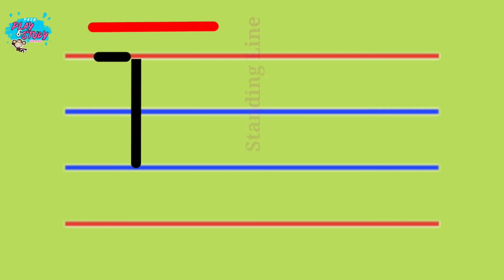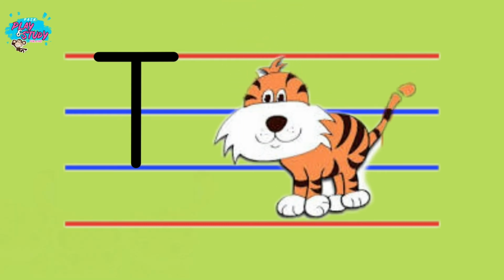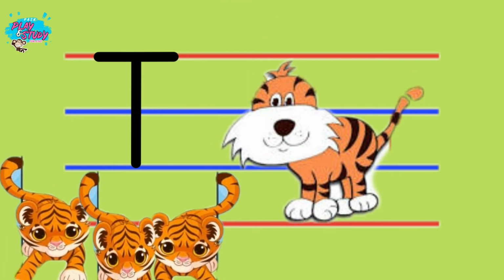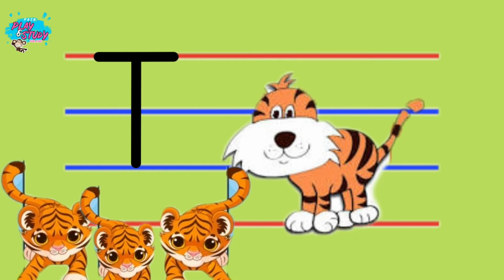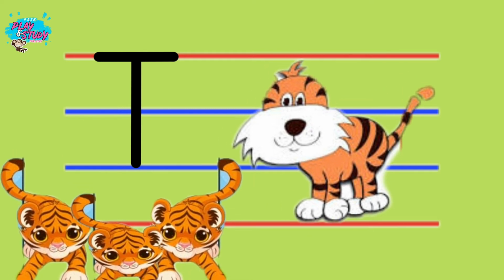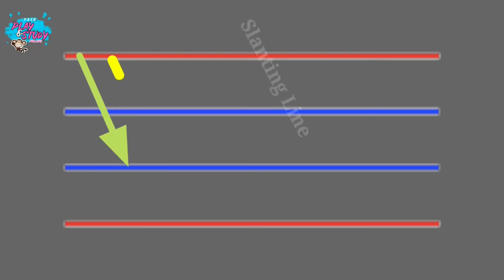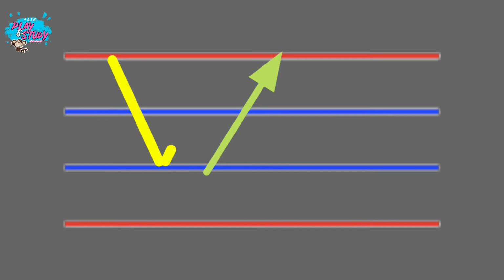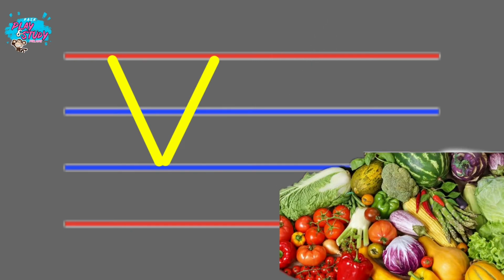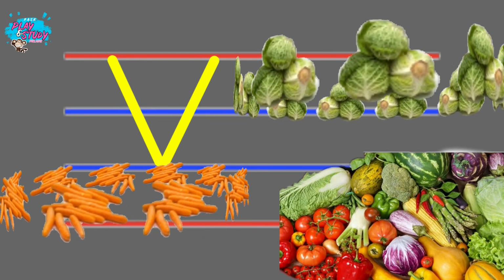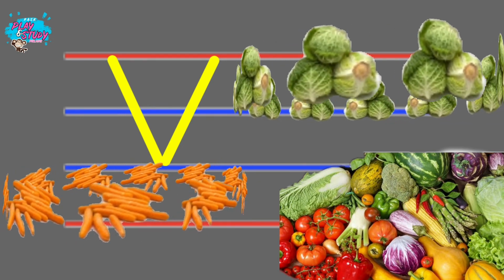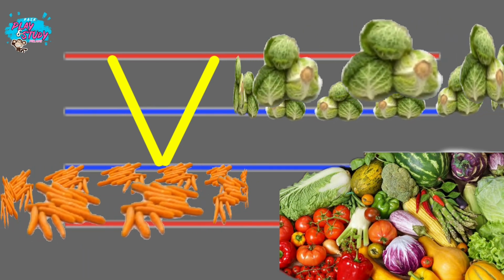Standing line, sleeping line. T for tiger. Slanting line. V for vegetables. I like vegetables.